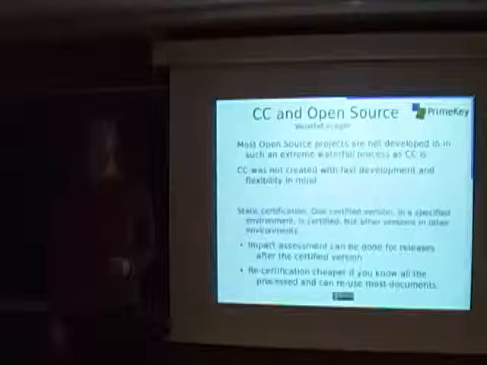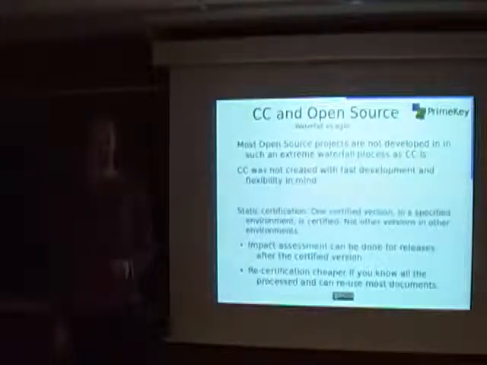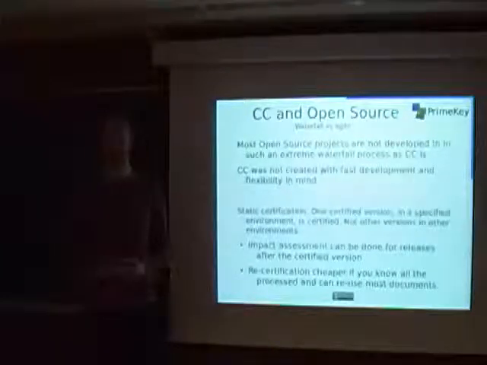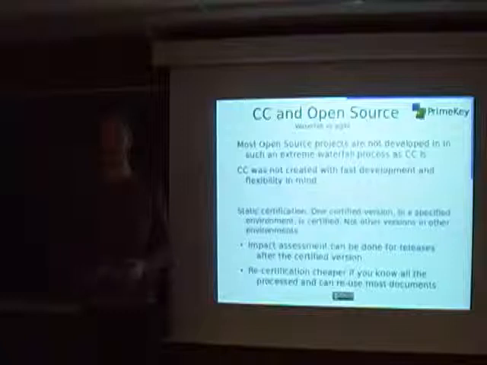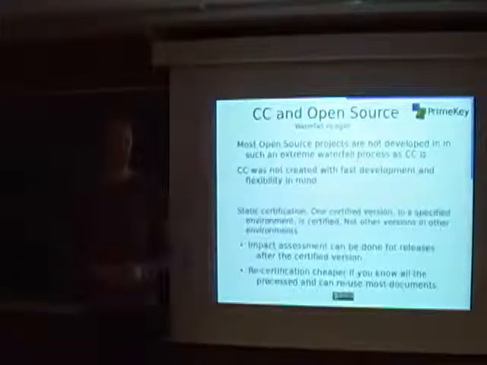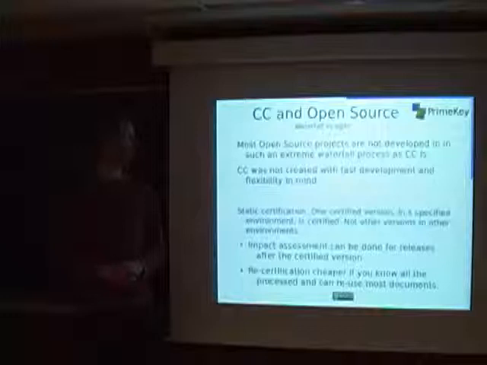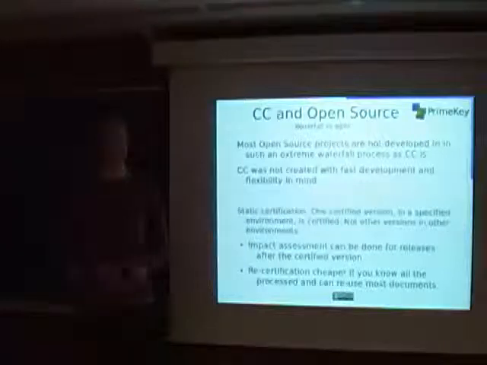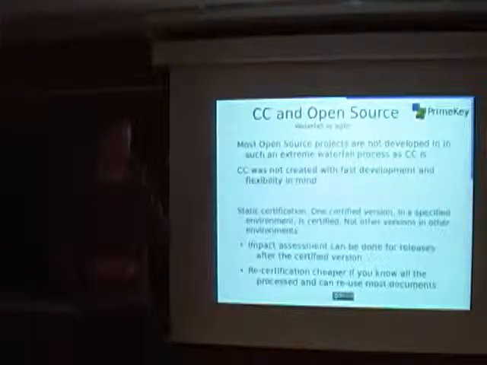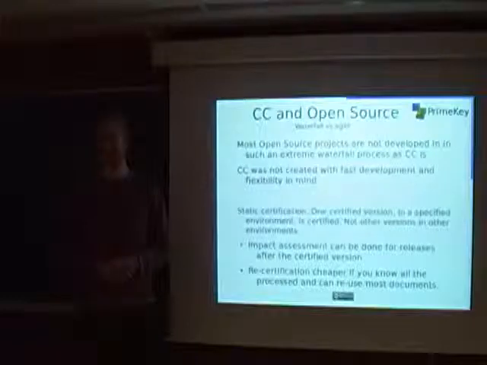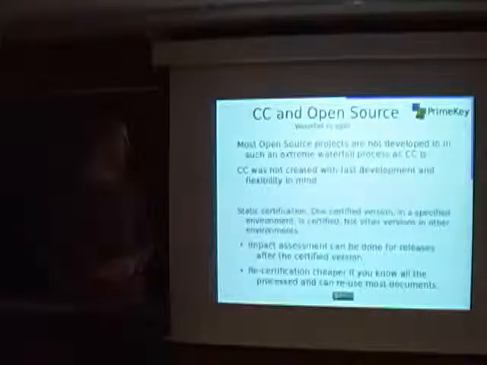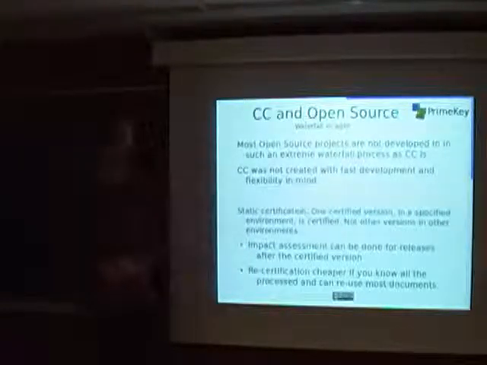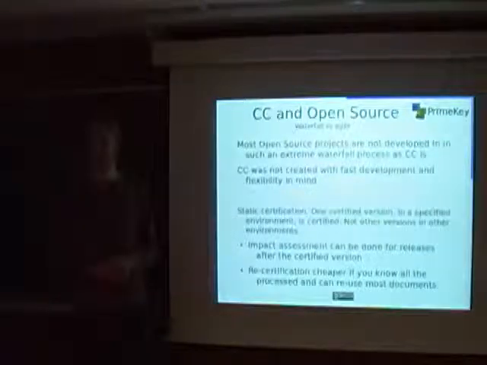The other thing that is kind of open source about common criteria is that the common criteria process is, I would say, like an extreme waterfall process. You document first and you implement later, and you have to have everything super documented. That's not so agile as most open source projects work today. So you can see that the common criteria process was invented some years ago. Common criteria was definitely not created with fast development and flexibility in mind. It's rather the other way around. It's very static, extremely static.